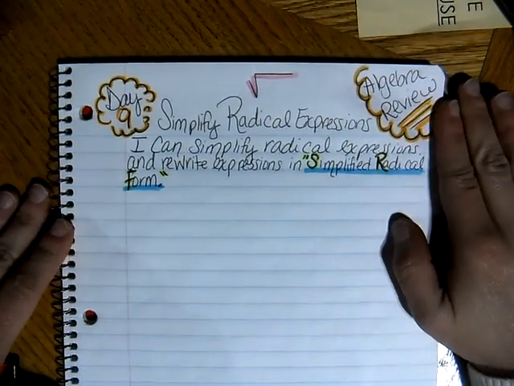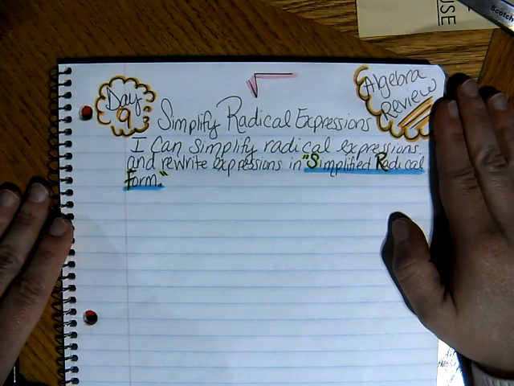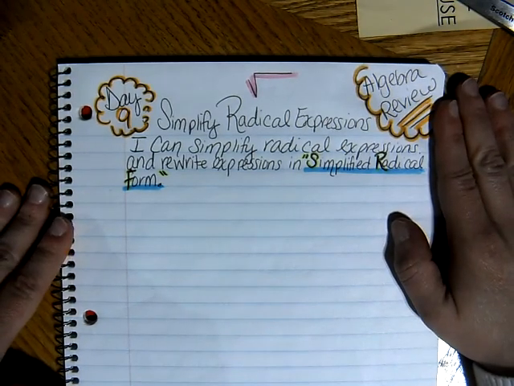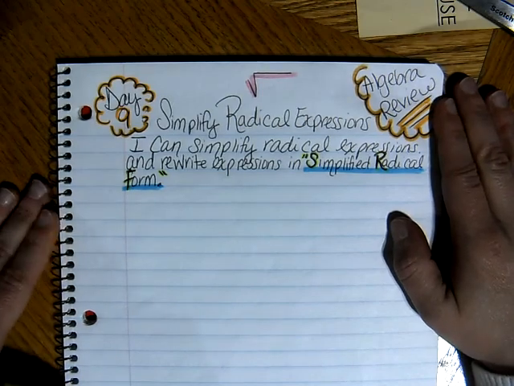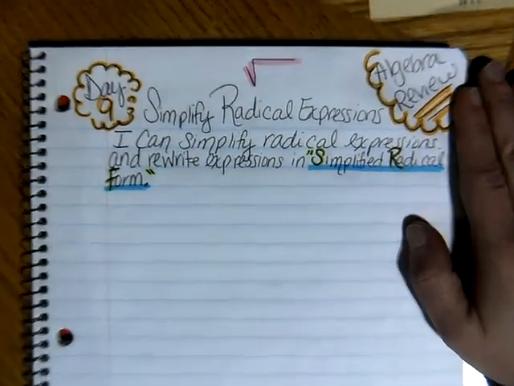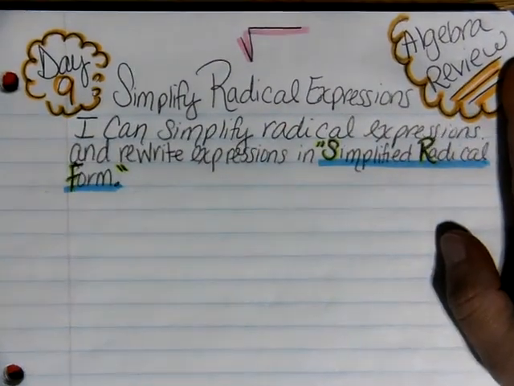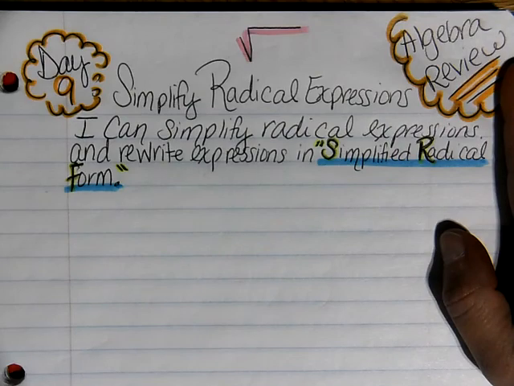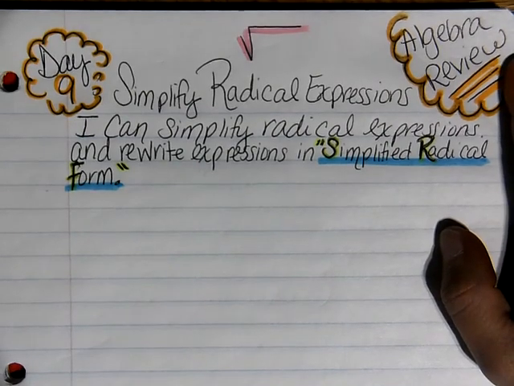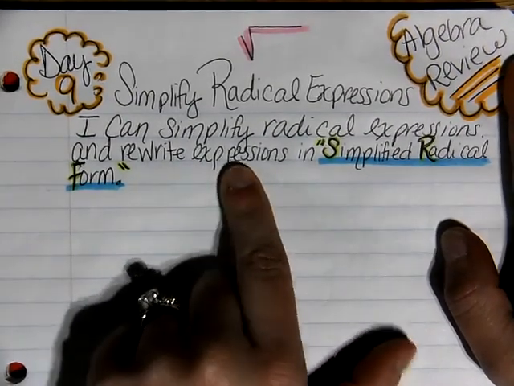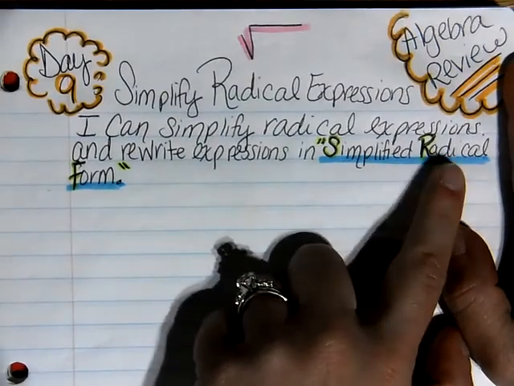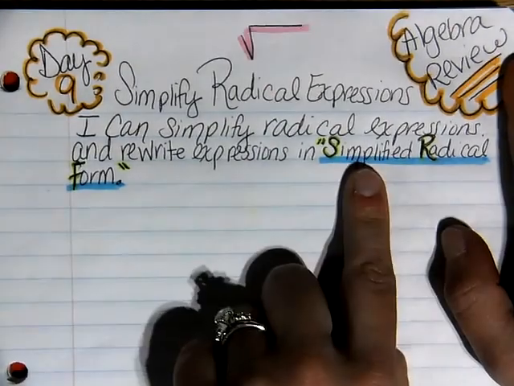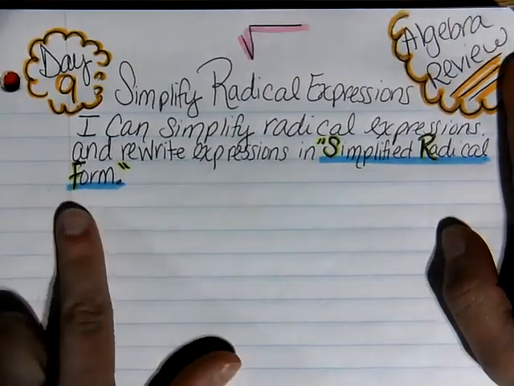Hi everyone, for today's lesson we are going to learn how to simplify radical expressions. Some of you may remember what we are about to learn from Algebra 1, but this is a review of what you have learned in the past. Our learning target for today is for you to be able to say, I can simplify radical expressions and rewrite expressions in what we call simplified radical form.